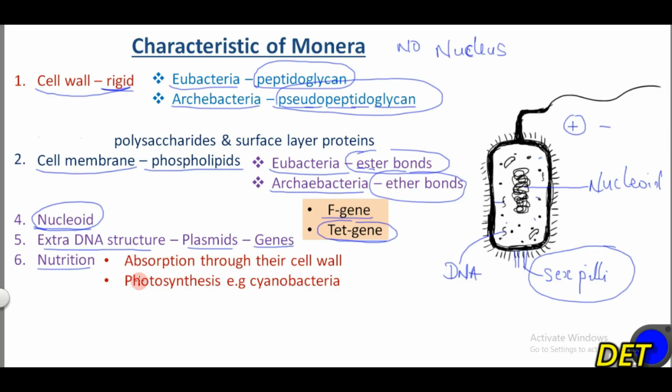Then also, nutrition in bacteria or in the kingdom Monera is by absorption through their cell wall. So they absorb nutrients through their cell wall, and also some of them can carry out photosynthesis. An example are the cyanobacteria.